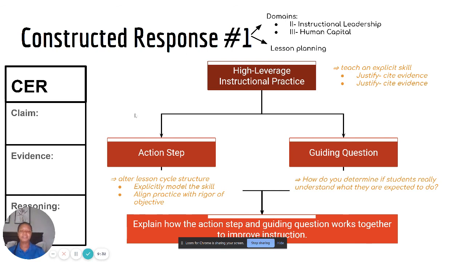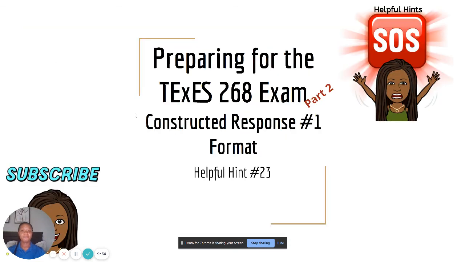Okay. And then at the end of that, you just explain how the instructional practice, the action step, and the guiding question will eventually help that teacher improve their instruction and therefore increase student learning. So that was really my approach for question number 1.